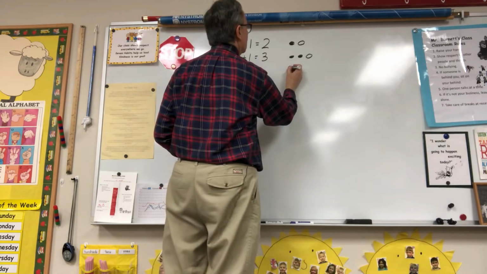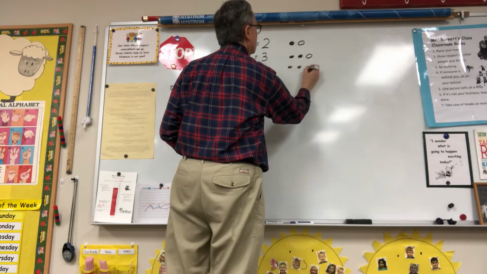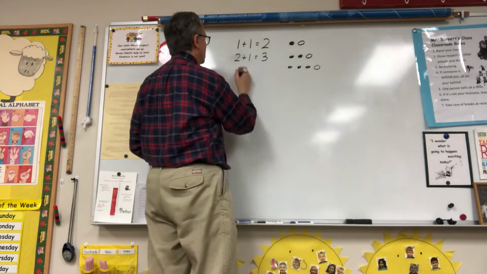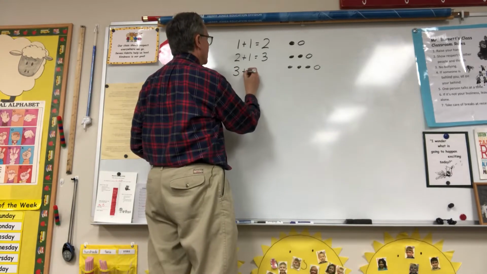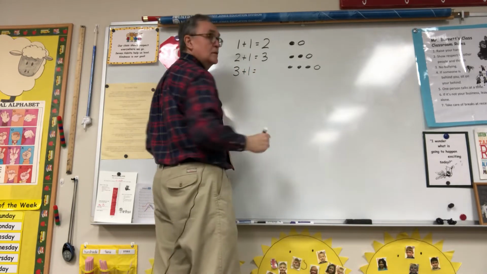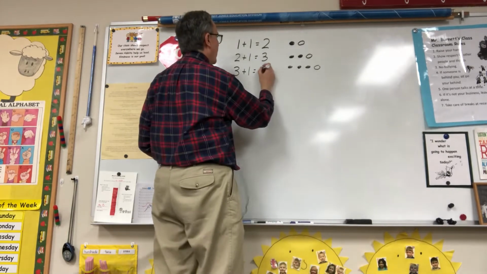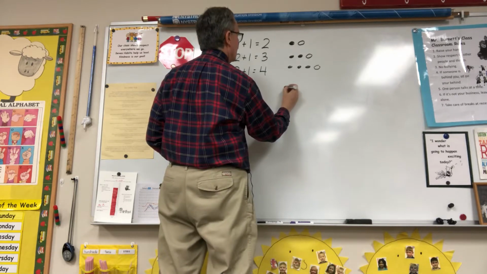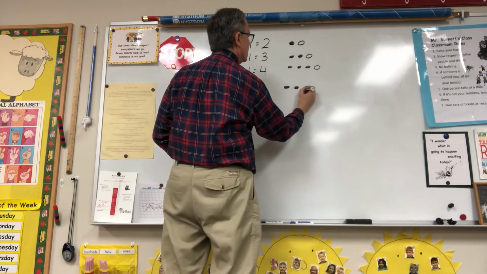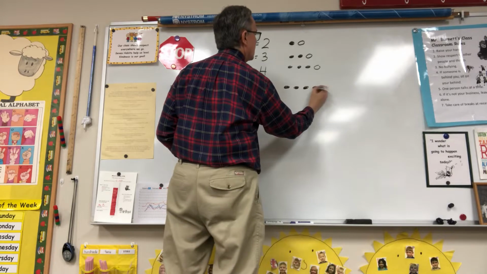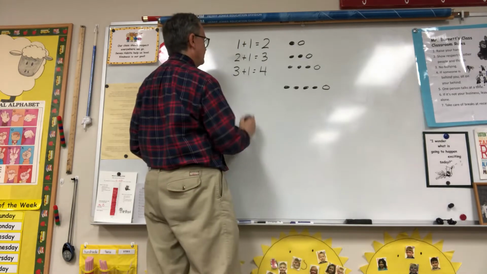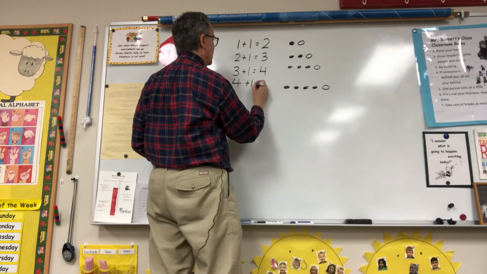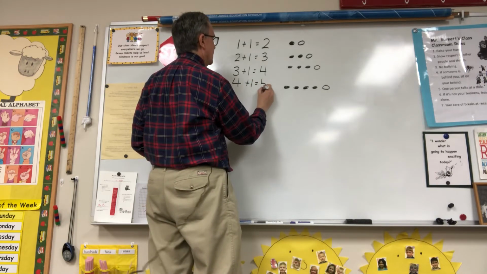Okay, what if I have 3 dots? And then I add one more. 3 plus 1 equals 4. Now, what if I have 4 dots? And I add one more. 4 plus 1 equals 5.